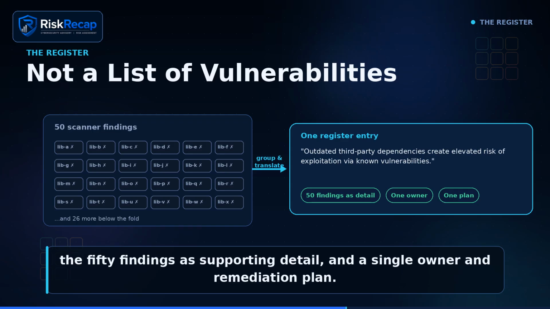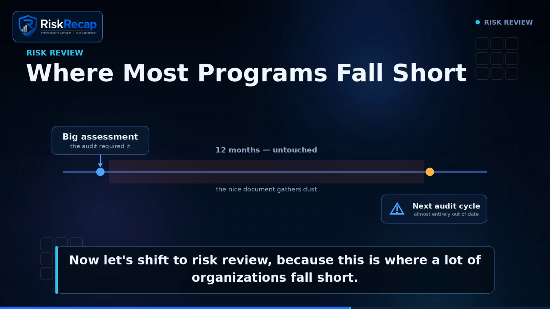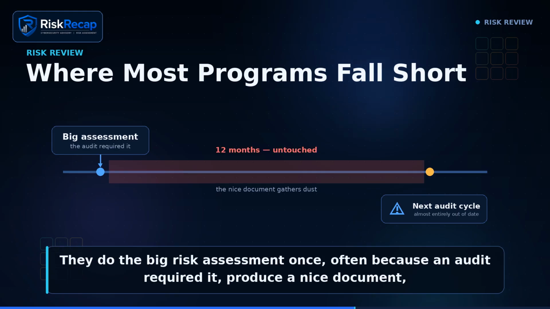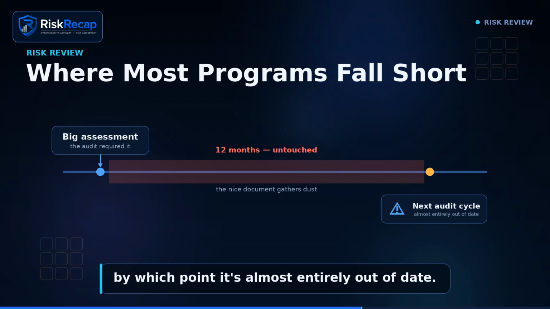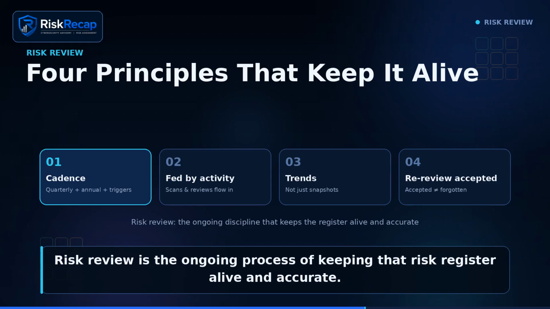Now let's shift to risk review, because this is where a lot of organisations fall short. They do the big risk assessment once, often because an audit required it, produce a nice document, and then that document sits untouched until the next audit cycle. A year later, by which point it's almost entirely out of date. Risk review is the ongoing process of keeping that risk register alive and accurate.